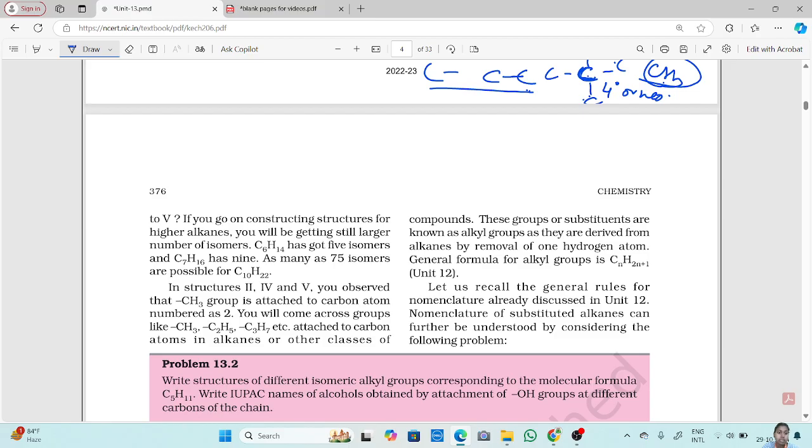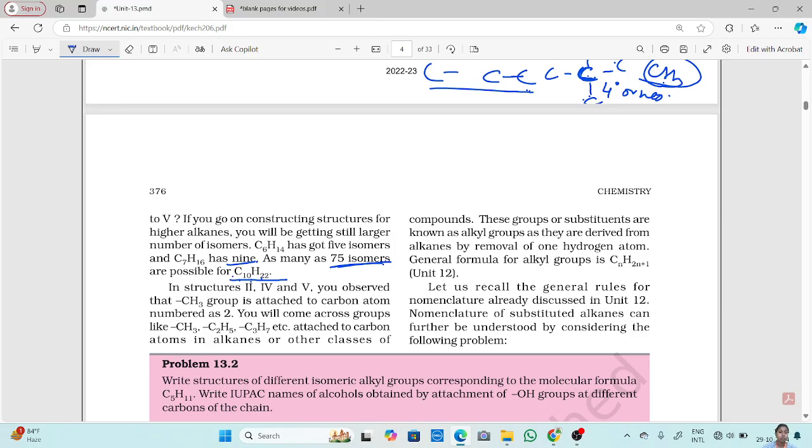Okay, you will have methane, ethane, propane, butane, pentane, hexane, heptane, octane. Okay, all these molecules will have higher and higher number of isomers. Your heptane has 9. As many as 75 isomers are possible for your decane. So C10H22, that is your decane, and this decane can form 75 isomers.